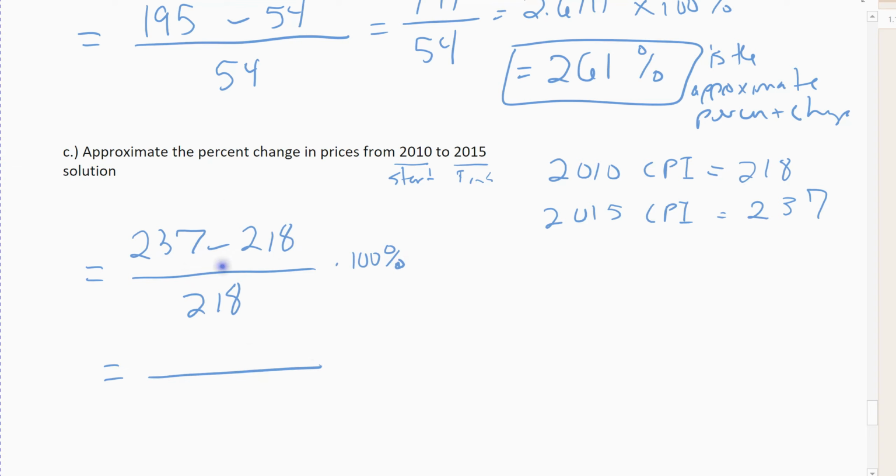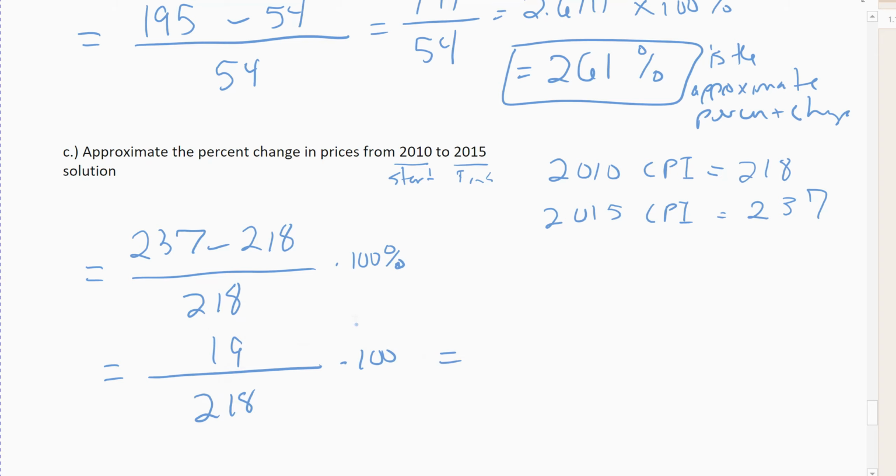Order of operations, right? Do the subtraction first. Take your 237 minus your 218, so the change was just 19. It only increased by 19. And then I'm going to divide this out and then multiply by 100.